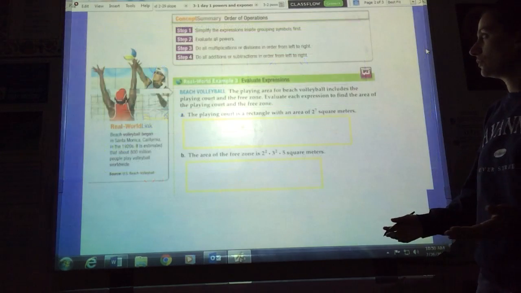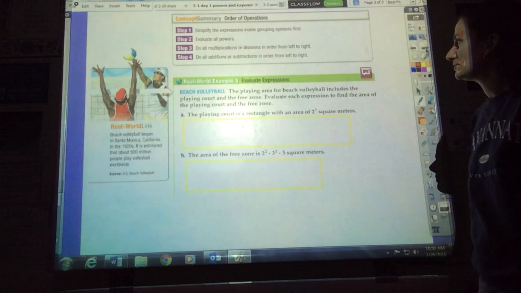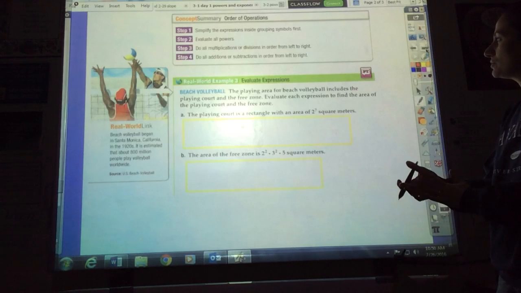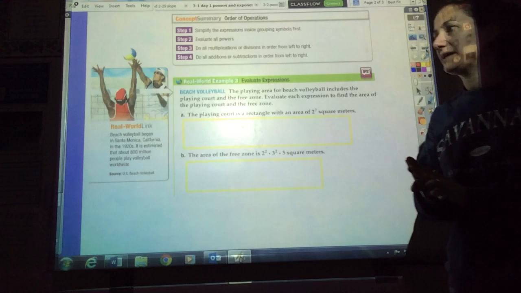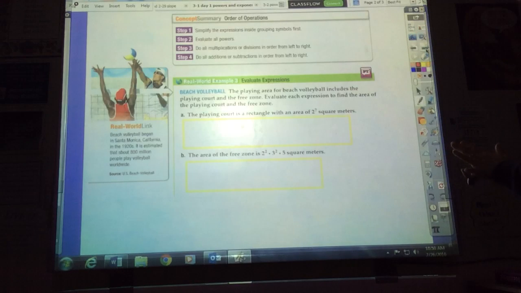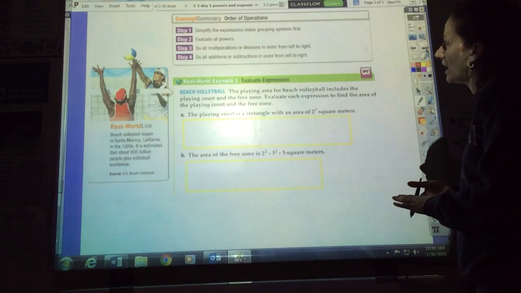Okay, that is it for... Oh, no, I wanted to show you one other thing. I want to show you how to actually evaluate some exponents. And I just want to remind you of the order of operations here. Take a look at the concept summary at the top.